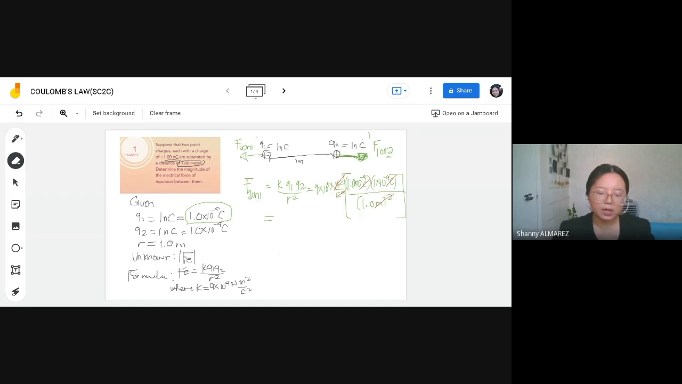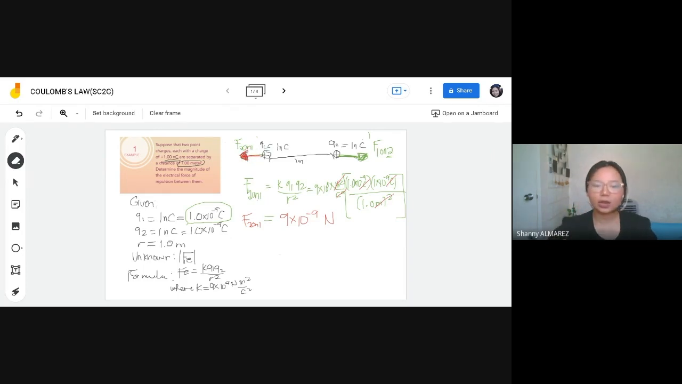Next, press equal. So ilan yung kakalabasan? Very good. This is 9 times 10 raised to negative 9. This is now in newtons. This is now the magnitude of the force that exists. Okay? F of 2 on 1. So, ginawa ko siyang red para lang i-color red ko na to. Yan. Para ma-distinguish natin later.